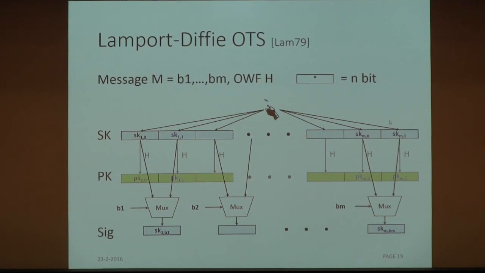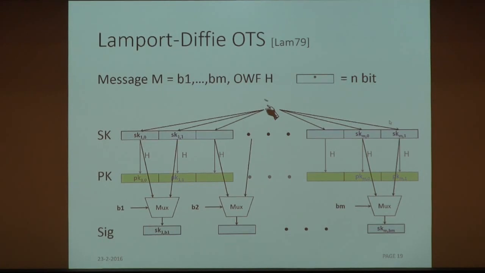And our signature consists of a selection of secret key elements. What you're doing is, from each of these secret key pairs, you select one depending on the corresponding bit of the message. So you use bit 1. If it's 0, then you use SK10 in the signature. If it's 1, then you use SK11 in the signature. And so on for each of these pairs. Now, if you verify the signature, then you simply apply the hash function to each of these signature values and compare the output to the corresponding part in the one-time public key.